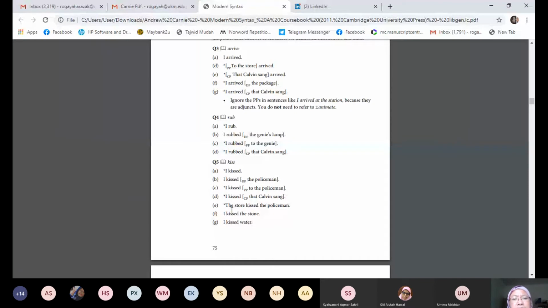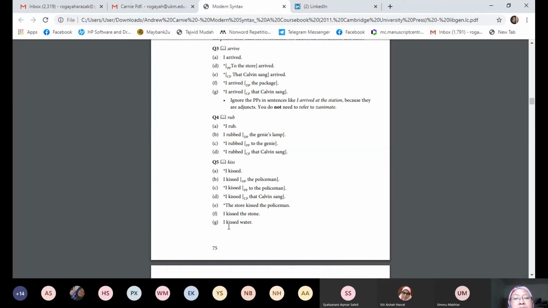And somehow E, the store kissed the policeman. Somehow the store cannot function like I, as subject. The store cannot function like she. The store cannot function like John. Why? Because the store is not animate, right? So 5E is saying that if you have kiss, the subject must be animate because it must have the ability to kiss. It must have the ability, or have a desire, to kiss. Kalau batang elektrik tak boleh, kalau kerusi tak boleh, because they cannot. So the store here shows that the subject has to be animate.